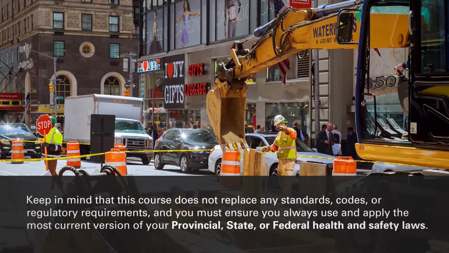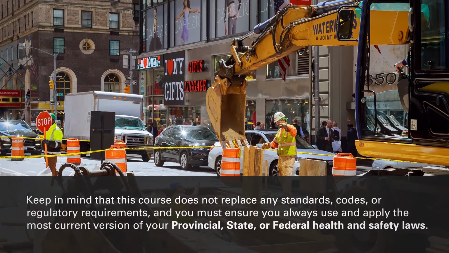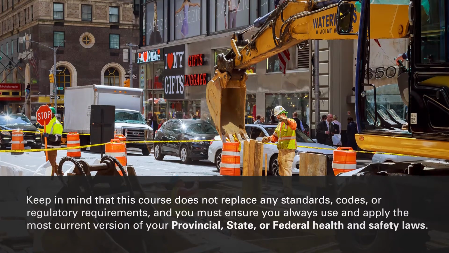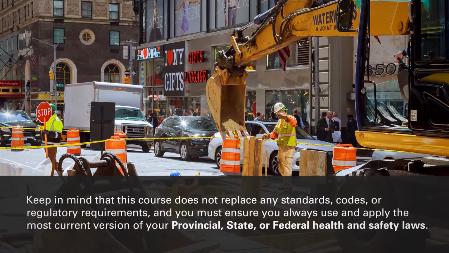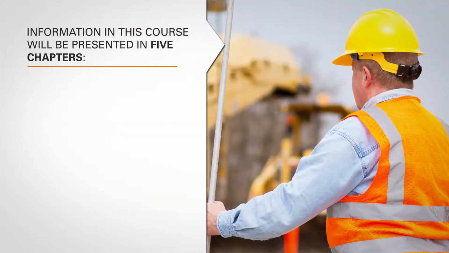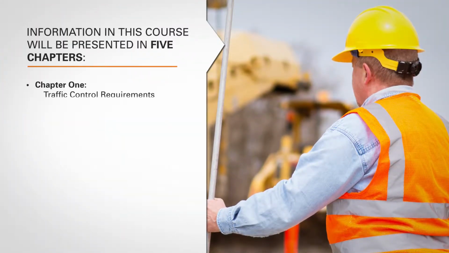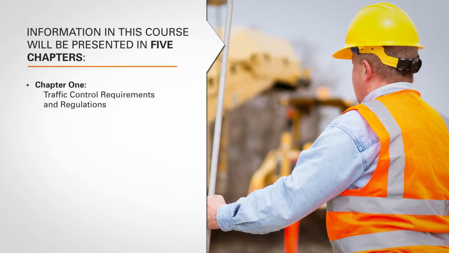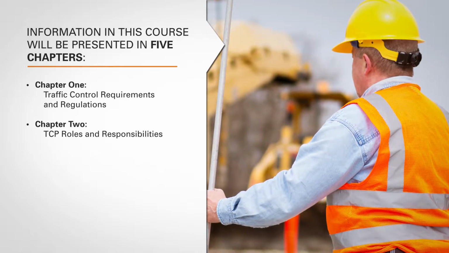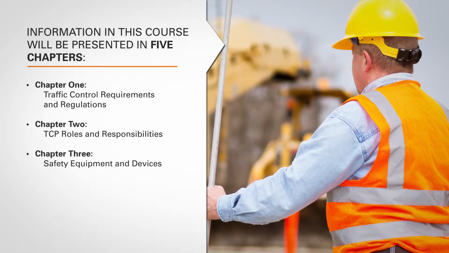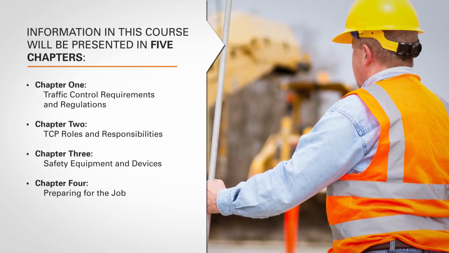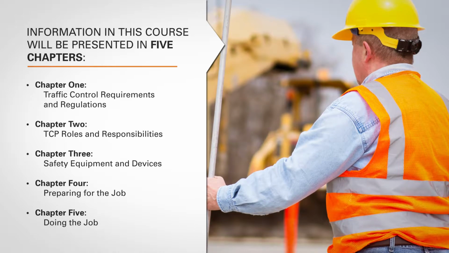Keep in mind that this course does not replace any standards, codes, or regulatory requirements, and you must ensure you always use and apply the most current version of your provincial, state, or federal health and safety laws. Information in this course will be presented in 5 chapters. Chapter 1. Traffic Control Requirements and Regulations. Chapter 2. TCP Roles and Responsibilities. Chapter 3. Safety Equipment and Devices. Chapter 4. Preparing for the Job. And Chapter 5. Doing the Job.